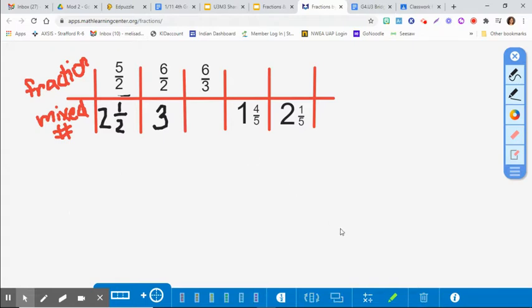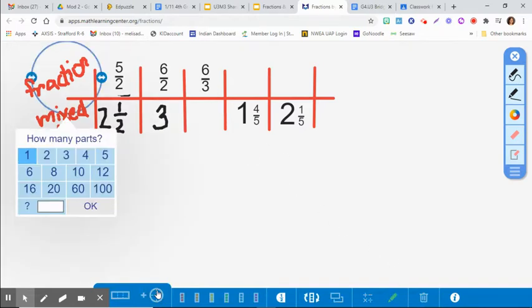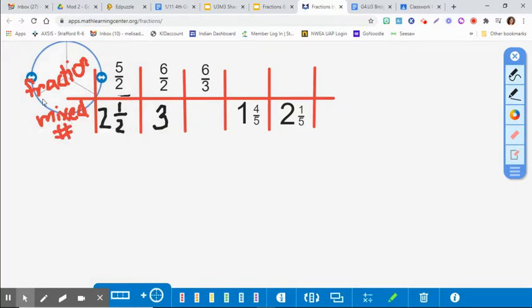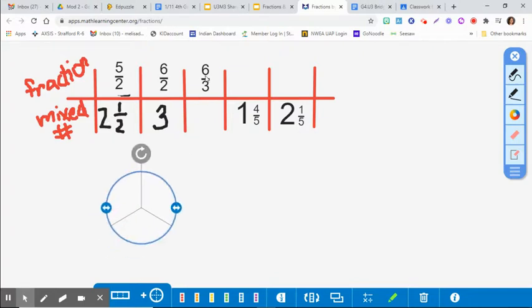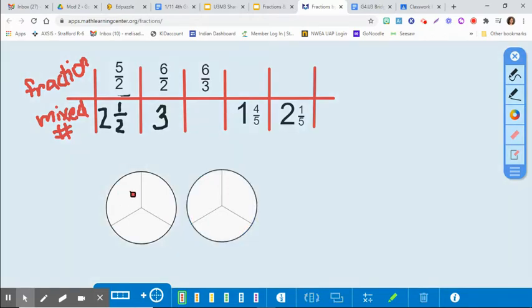And now we've got 6/3. So we need to make a model in thirds, 3 parts. And we're going to have 6 of them. So here's 3 of them. So I would need 2. So now I've got 6/3 total.